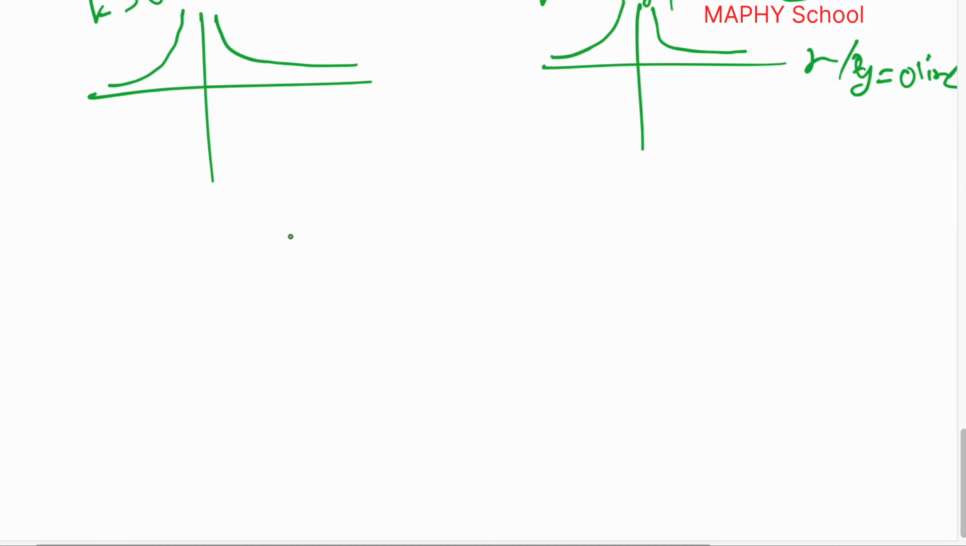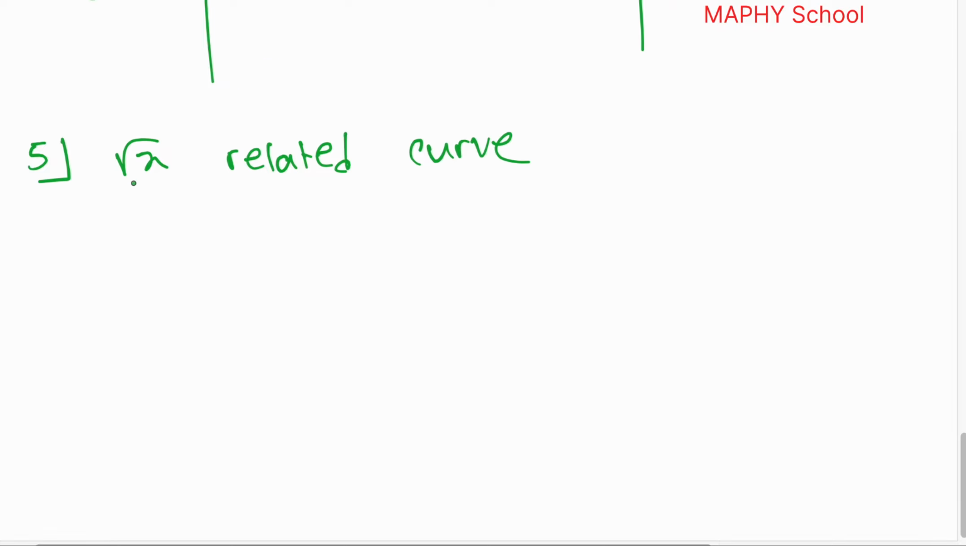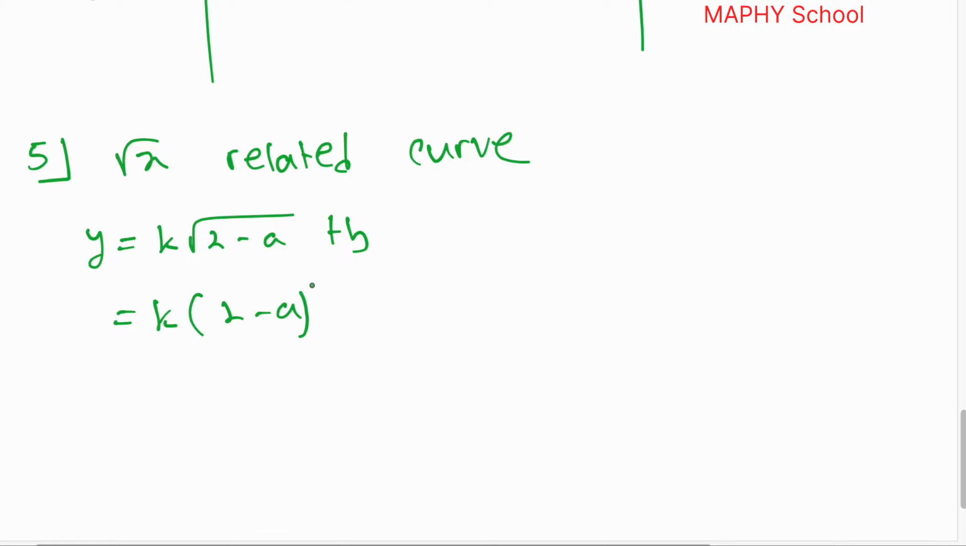Okay, then we go for root x related curve. From root x we can write it like this: y equals k root x minus a plus b. That means k (x minus a) to the power half plus b. So from here we get the starting point, not turning point, not point of inflection. We get the starting point. It means from where we will start the curve.